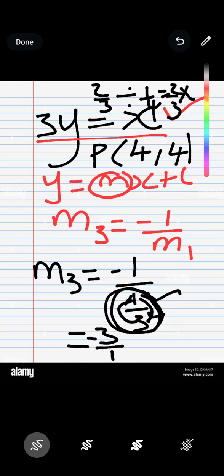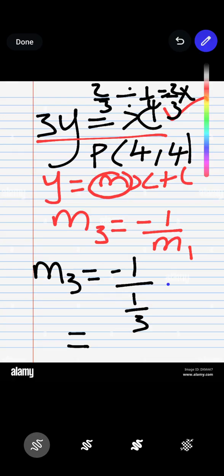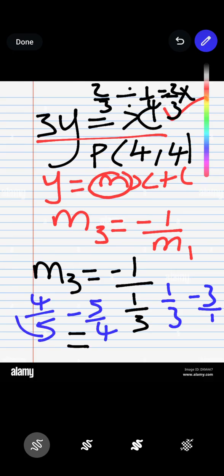What if you have 2 over 3? The answer is going to be -3 over 2. You see the pattern? The pattern is simple. If you have 1 over 3, it's going to be -3, because there's a 1 here. If you have 4 over 5, it's going to be -5 over 4. We take this up, this down, then we put a negative. If you have 2 over 100, it's going to be -100 over 2. If you have 7 over 19, it's going to be -19 over 7.